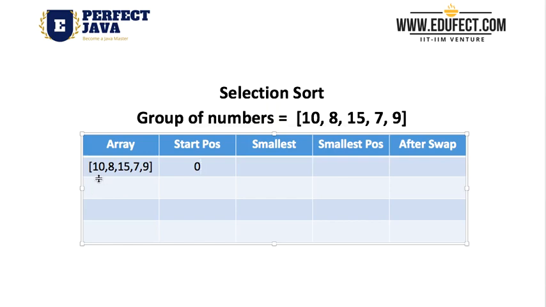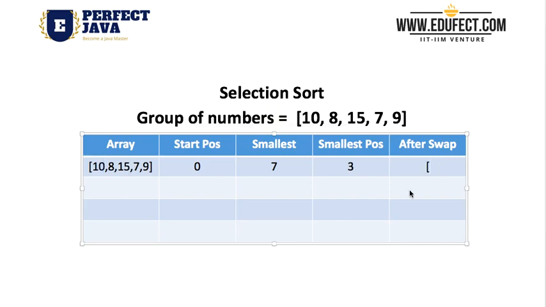Now within this array we will look for the smallest value. Now which is the smallest value? It is 7. And what is the location of the smallest value? 0, 1, 2, 3. It is 3. And once we have found the smallest value, we will swap it with the start position. So if we swap the value which is at 0th start and smallest, which is 7, how will the array look after the swap?